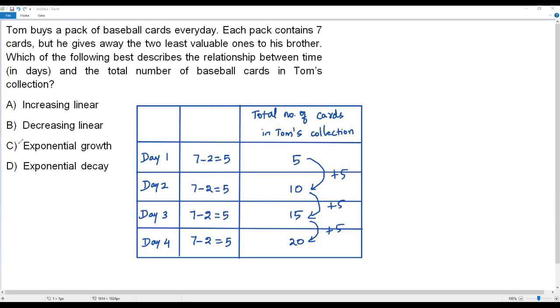So we can reject option C and option D. Okay, here the total number of cards in Tom's collection is increasing at a constant rate. Since it is increasing at a constant rate, this is increasing linear. So we can reject option B also. So the correct answer choice for this question is option A.